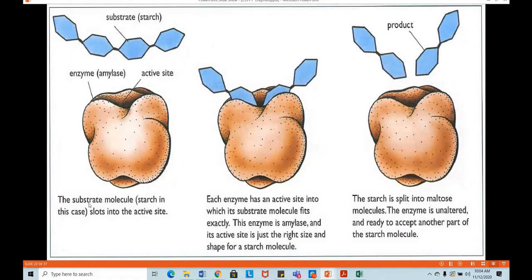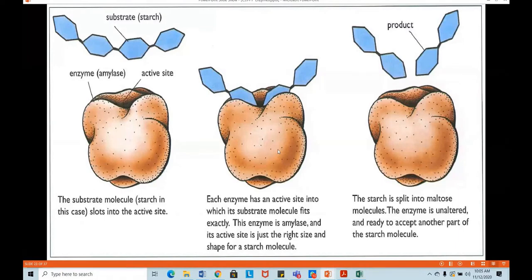So the first step is the substrate molecule, the starch in this case, slots into the active site, meaning it fits into the active site like this. Then what happens next? Each enzyme has an active site into which its substrate molecule fits in exactly. As you can see, it needs to fit in exactly like this. And this enzyme is amylase, which we are talking about. Its active site is just the right size and shape for the starch molecule. Meaning this amylase enzyme can only work on starch. It cannot work on proteins or lipids or any other substance. It is made only to break down the starch molecules.